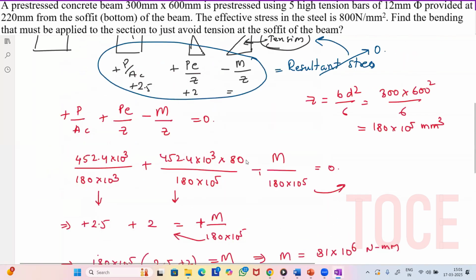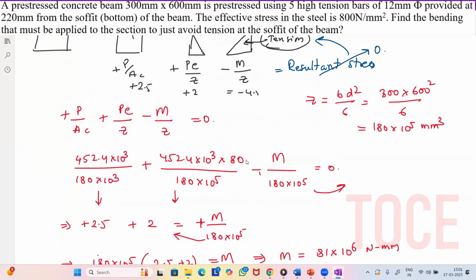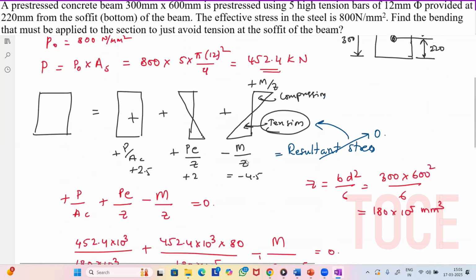Now the resultant, how much will we get? 2.5 plus 2 minus 4.5. So it is 4.5 minus 4.5, it is 0. So at the bottom it is 0.